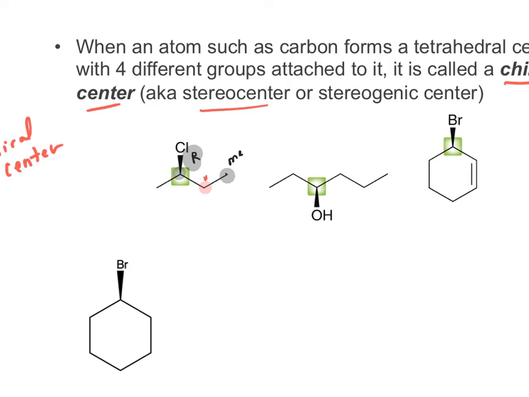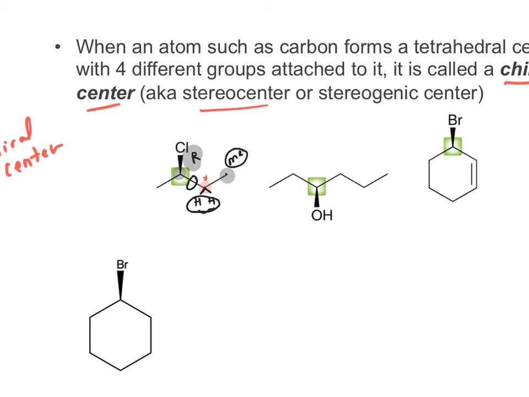Now, what's attached to this carbon that's implied right now that we're not drawing? Hydrogen, right? How many different hydrogens do we have? So now, is this a chiral center? No, because we have 1, 2, 3 unique groups. We have to have 4 unique groups to actually have a chiral center. So this guy would not be a chiral center because it has 2 hydrogens. That's the same group. It's not unique.